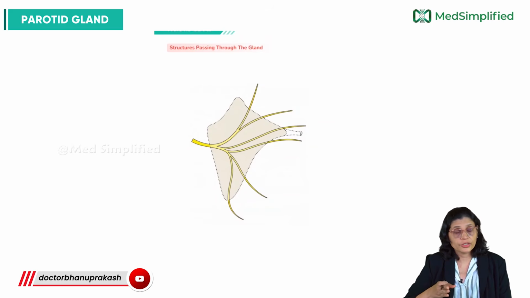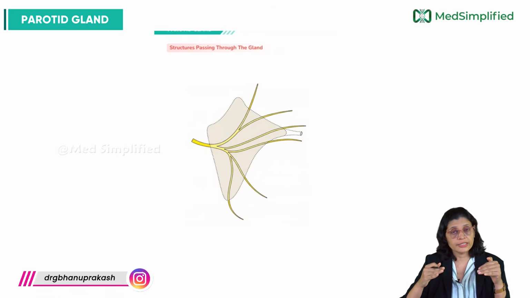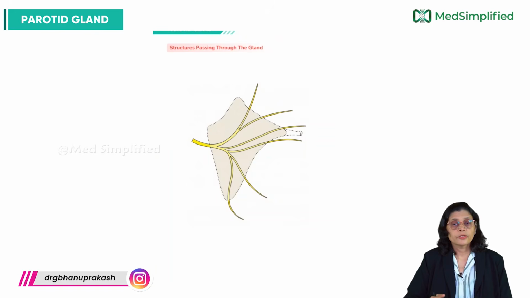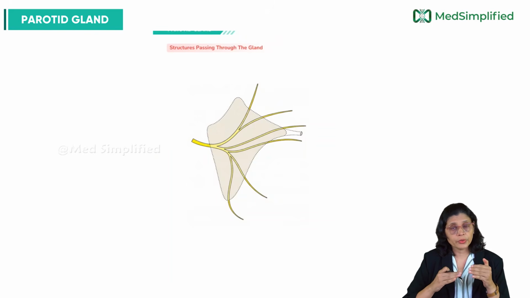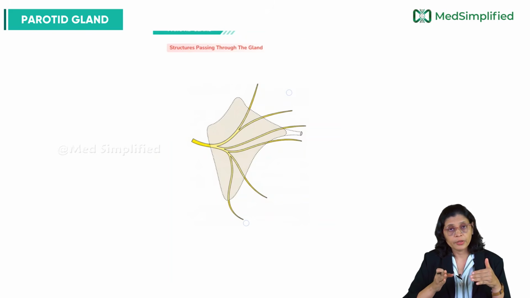Now coming to structures which pass through the parotid gland. We saw the structures emerging from the different borders and structures in relation to the surfaces. Now we shall see the structures passing through the parotid gland from superficial to deep. First it will be the facial nerve. As I said earlier, it emerges from the stylomastoid foramen and then pierces through the posterior border where it enters the substance of the parotid gland.